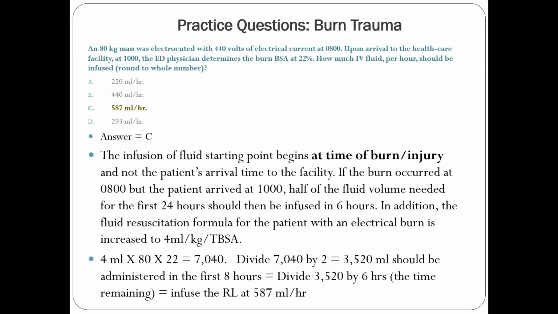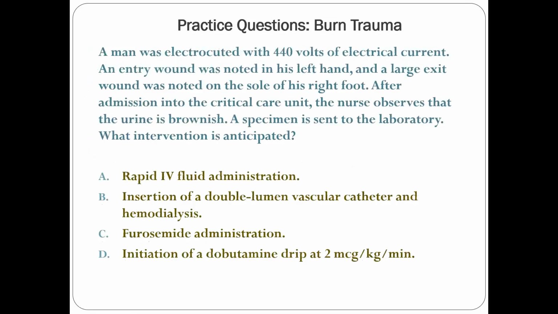Now we want to further look at the 3,520. That's supposed to be in 8 hours. We know that the patient arrived 2 hours behind our schedule, and so therefore the patient's 3,520 mils has to be delivered quicker, and we need to get it in 6 hours. So that's where I came up with 587 mils per hour as the adjusted IV rate for the patient who arrives late, behind that schedule.